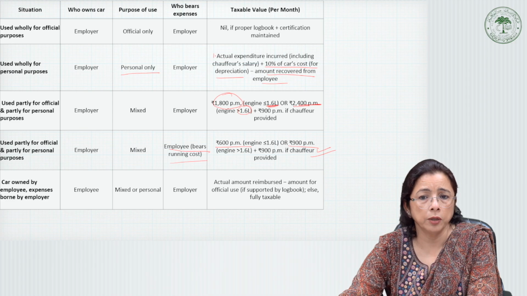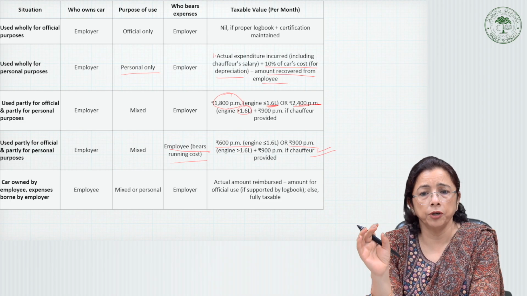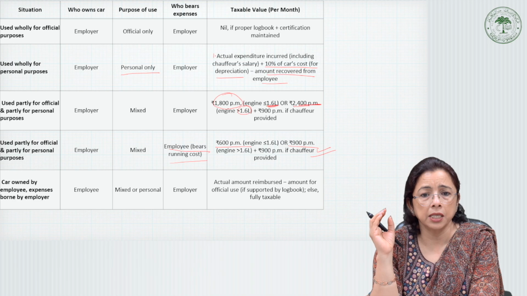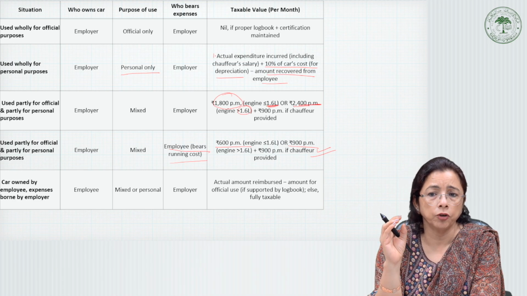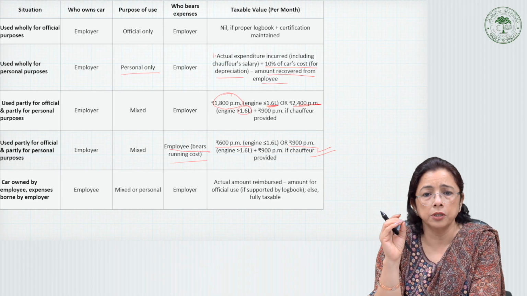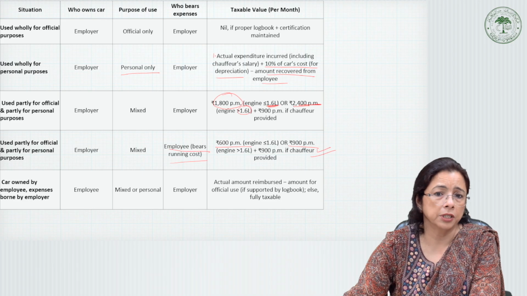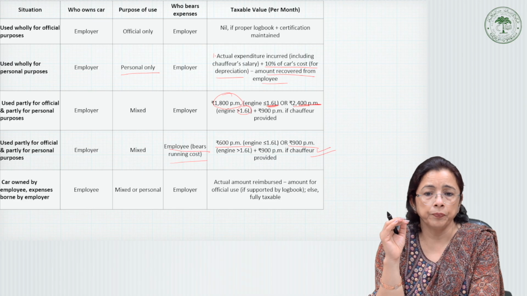Now coming to one more situation, when the actual running and maintenance charges, including the driver's remuneration also, are met or reimbursed by the employer, and such a reimbursement is for the use of the car exclusively for official purpose, then the value of such perquisite will be considered as nil, provided the prescribed conditions are satisfied, are fulfilled.